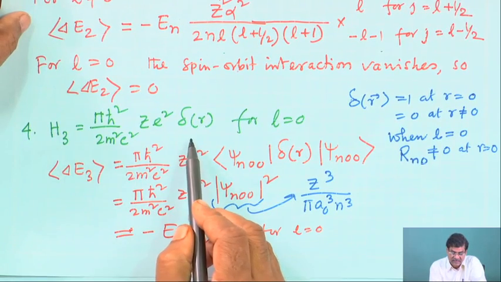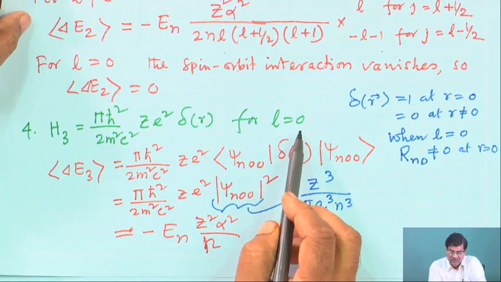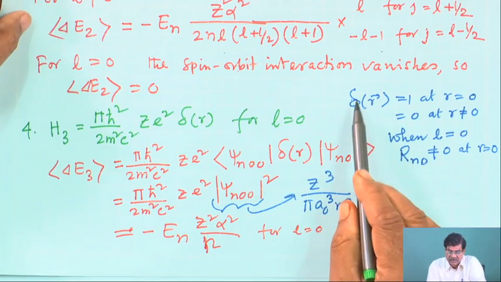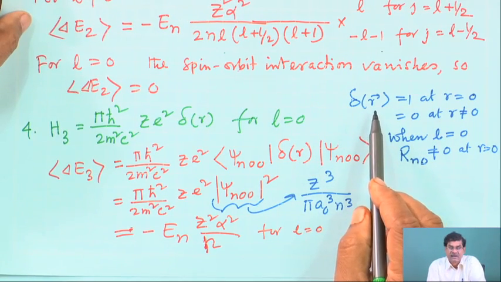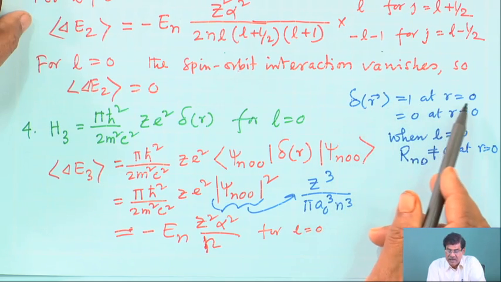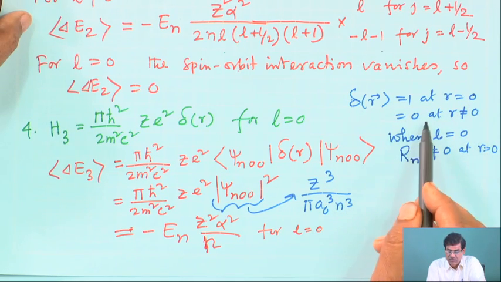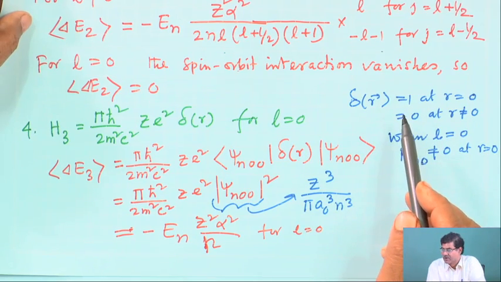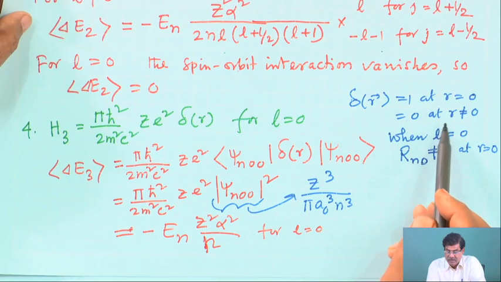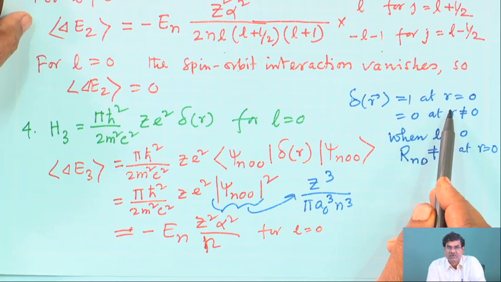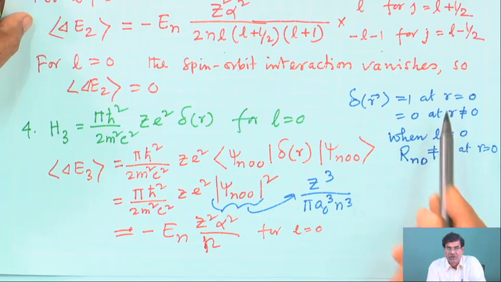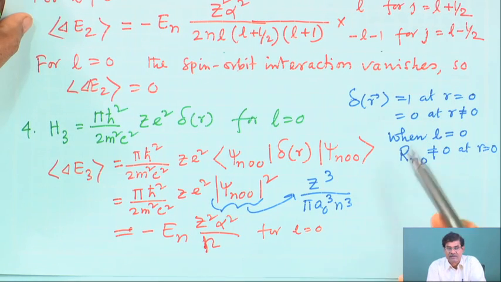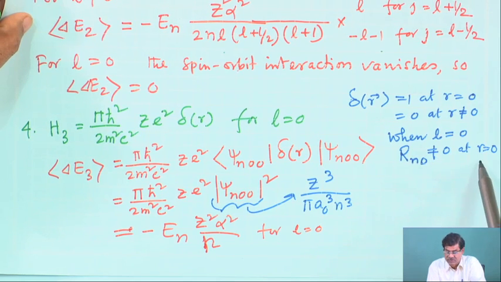H3 is this, and that term is valid for L equal to 0, because this delta function, the Dirac delta function, is 1 at R equal to 0 and 0 at R not equal to 0. So I have shown you that it is only possible at R equal to 0, only when L equal to 0. Then only this wave function exists at R equal to 0.